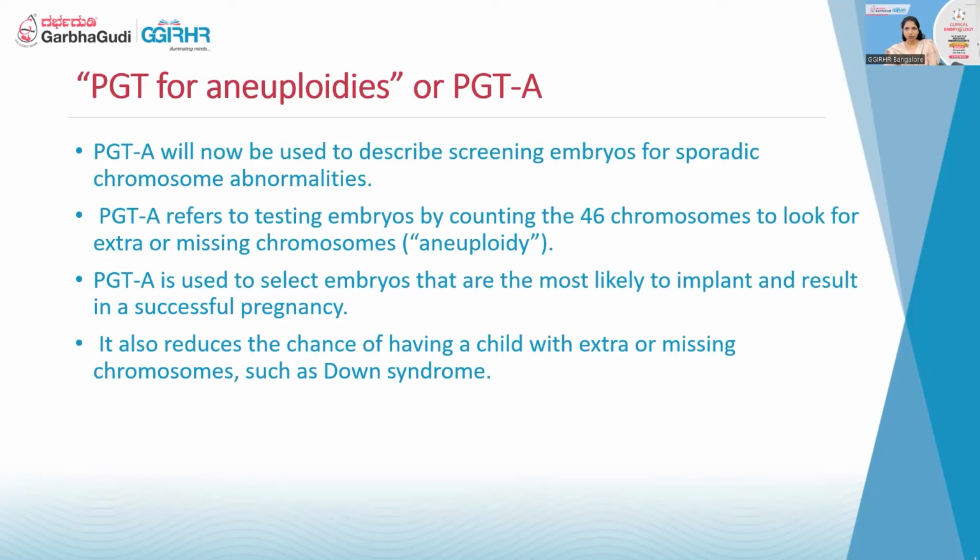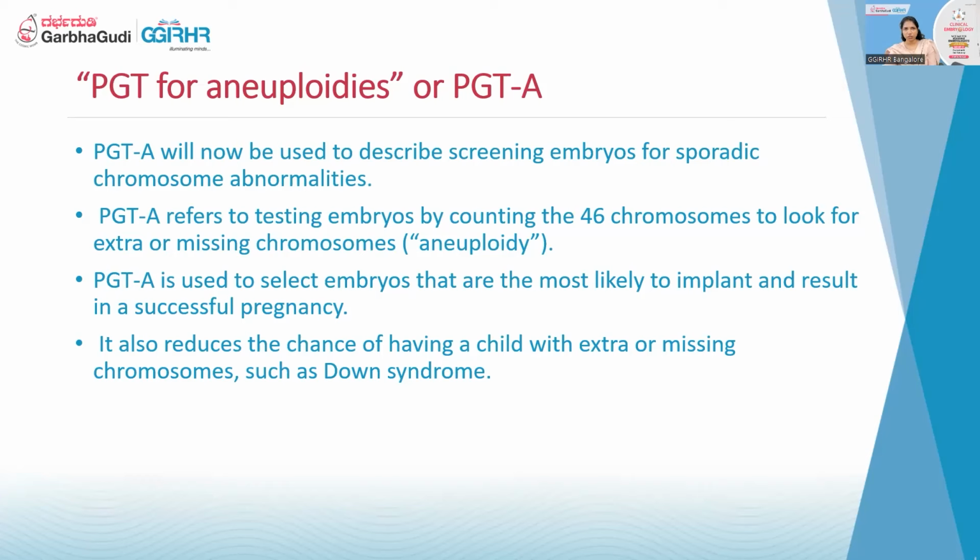So PGT for aneuploidies, PGT-A. PGT-A will now be used to describe screening embryos for sporadic chromosomal abnormalities. So you can send PGT-A if you're suspecting multiple miscarriages or something where the karyotyping is normal for the couple. Also, if they are undergoing multiple failures or miscarriages, we can refer them for PGT-A to see whether the chromosomes have a normal competent setup or not.